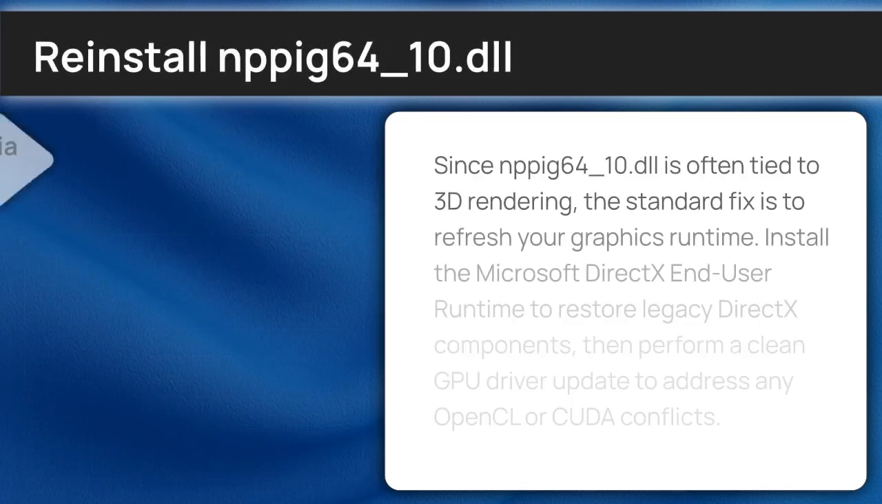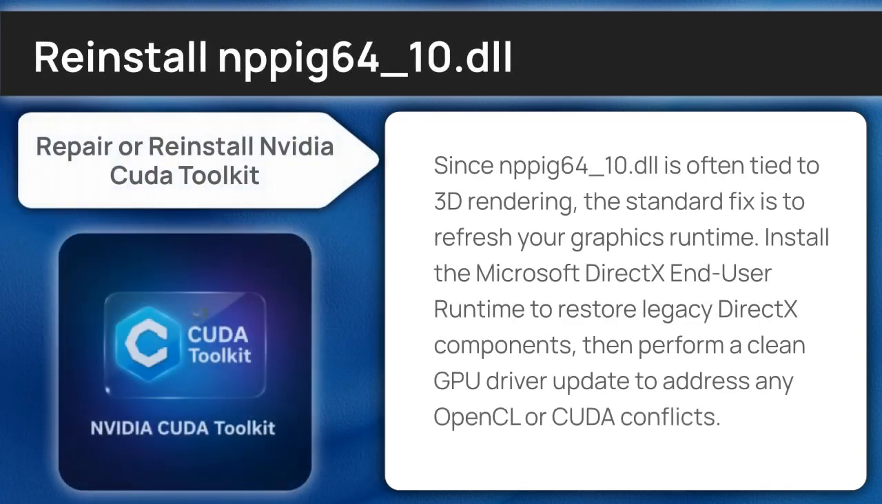Since NPP 64 DLL is often tied to 3D rendering, the standard fix is to refresh your graphics runtime. Install the Microsoft DirectX end-user runtime to restore legacy DirectX components, then perform a clean GPU driver update to address any OpenCL or CUDA conflicts.